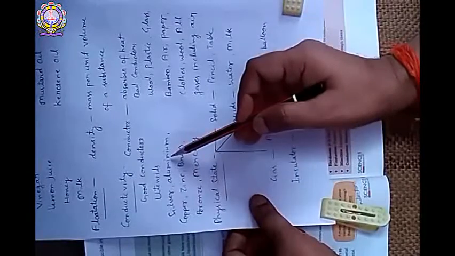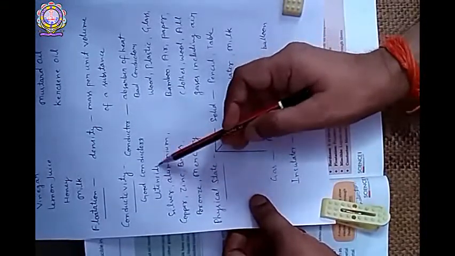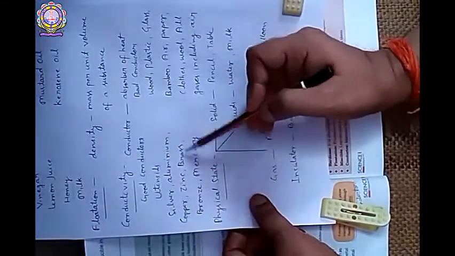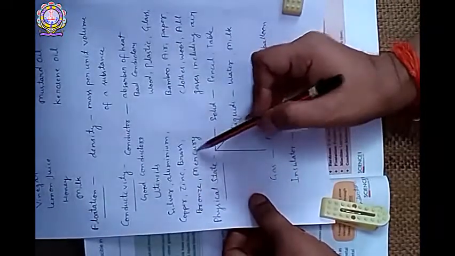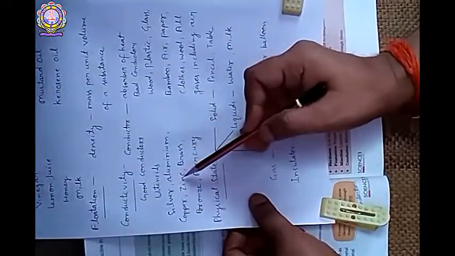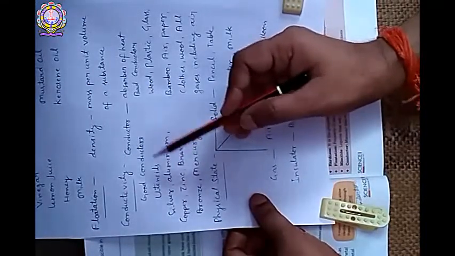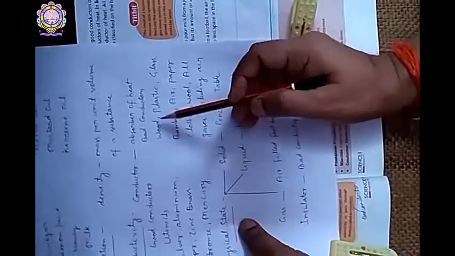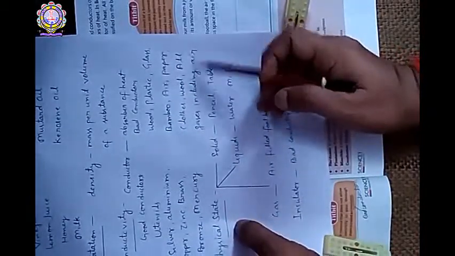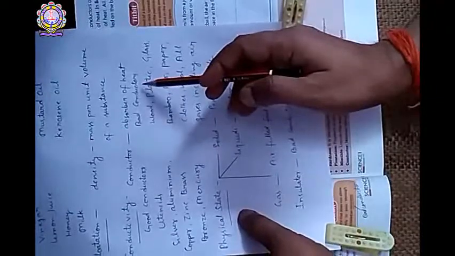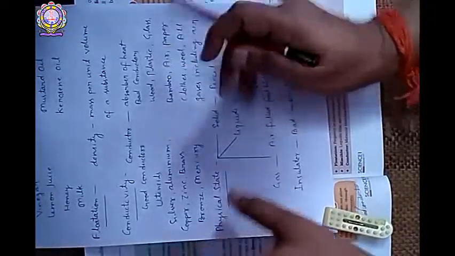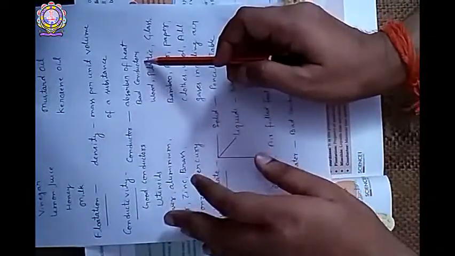So we can divide the things in two types, good conductors and bad conductors. So silver, aluminium, utensils, copper, zinc, brass, bronze, mercury. These all metals and metallic things are the good conductors of heat, whereas these things, wood, plastic, glass, bamboo, air, paper, cloth, wool, all gases including air, these are the bad conductors of heat. So we can categorize these things as good conductors and bad conductors.